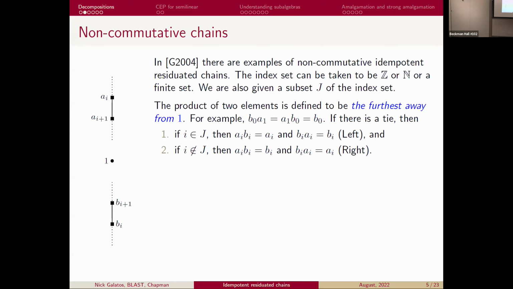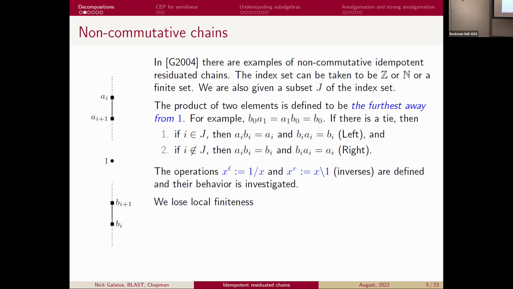You just look at the place where you have the tie, and then you break it if the element, let's say, is in the given subset. You break it by picking the left factor consistently, or if it's not, you pick the right factor. You can't do what you did before. You can't pick the smallest element for both products. The results of the two products have to be different. So it's not commutative at every single one of those cases.